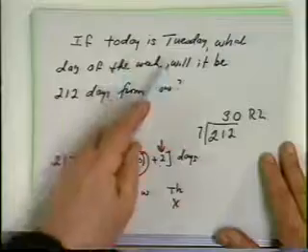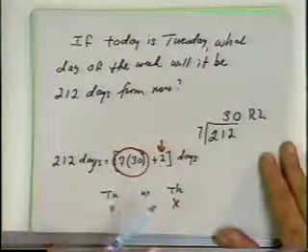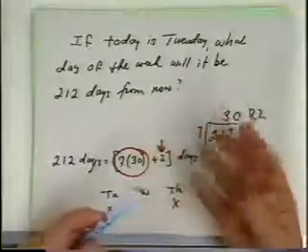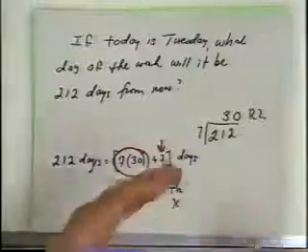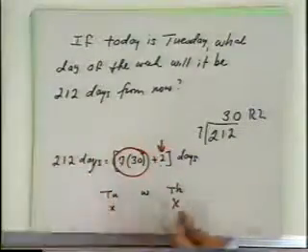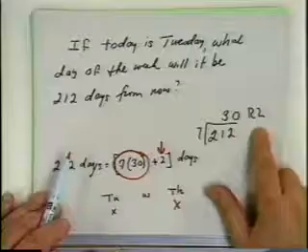For example, every 7th day brings you back to the same day of the week, doesn't it? So for example, suppose I say to you, if today is Tuesday, what day of the week will it be 212 days from now? Well, one way is awful to do. You can say Wednesday, Thursday, Friday, Saturday, Sunday, Monday, Tuesday, Wednesday, Thursday, Friday, and keep counting till you've counted off 212 days. The smarter way of doing this is to divide the 212 by 7 and see what happens.